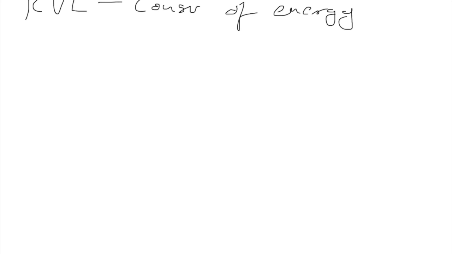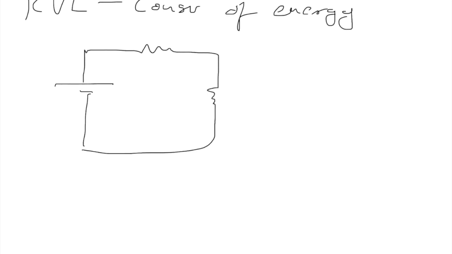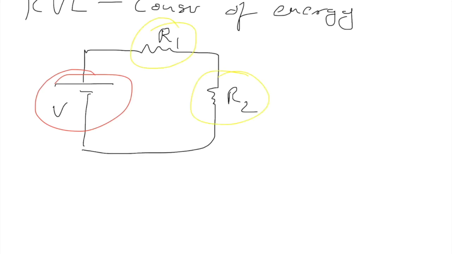If you have heard the basic theory about conservation of energy, that is, energy can neither be created nor destroyed, the same thing can be applied to a circuit. So if you have a circuit somewhat like this, where the power is supplied by V, and you have two resistors, the energy is supplied by this power source V, and the energy is dissipated by these two resistors.